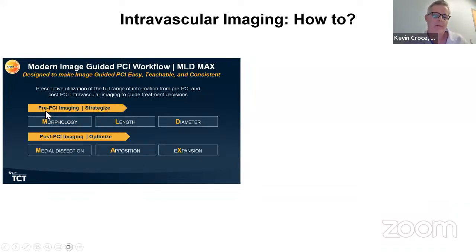The first step is to do a pre-PCI imaging run, which allows us to strategize, understanding the morphology of the lesion, the morphology of your landing zone, determining a length by imaging, which is a much better way to do it than by angiography, and really defining the diameter quite well with IVUS or OCT, because we know we can choose diameters much better with intravascular imaging, with much higher fidelity than with angiography alone. After the stent is placed, we want to make sure that the stent is optimized, making sure there are no major dissections, we've got reasonable apposition, and expansion is good.